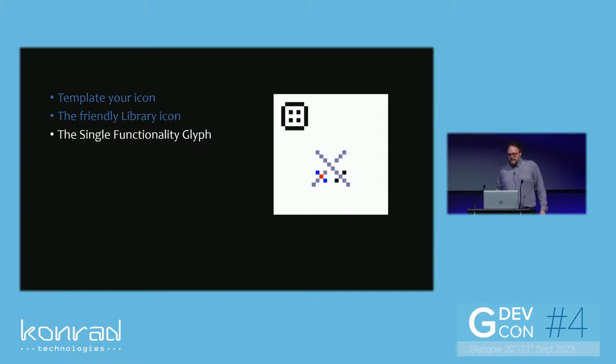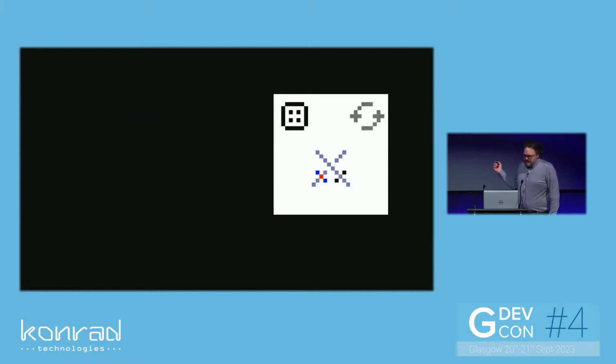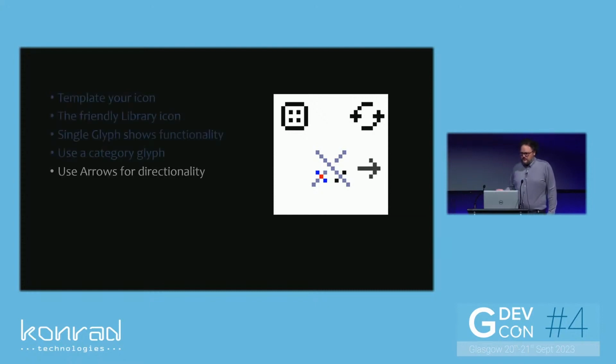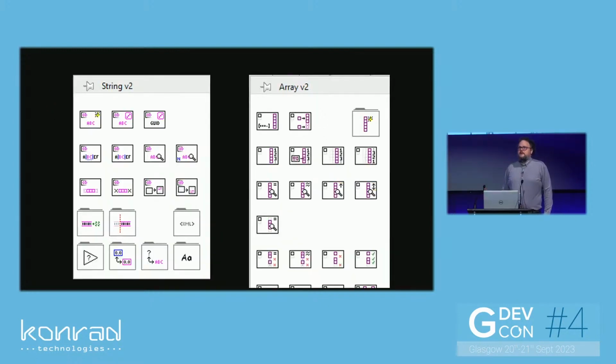And it's not fair if mages fight fighters. And it's a round thing, so we'll accentuate it with a category glyph. But we also need to read the results, so we'll do an arrow for directionality. And by using these guidelines, you'll easily get to create stuff like this.